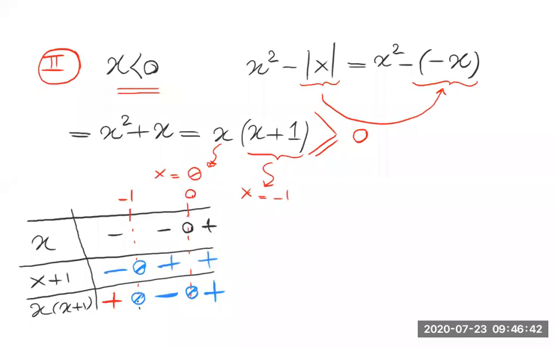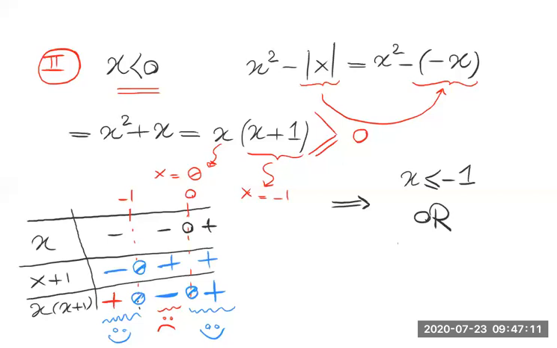Now we are looking for the case where x times x plus 1 is positive. So this is where we are happy, this is where we are sad, and this is where we are happy. So for us to be happy, in other words, for the function to be defined, x should be either less or equal than -1, or x should be greater or equal than 0.